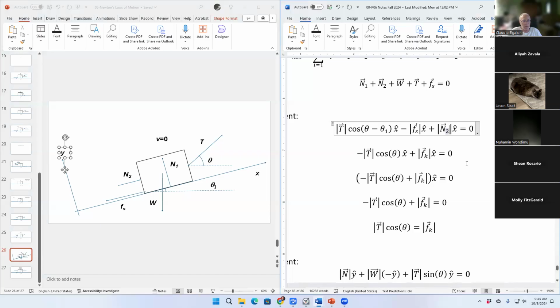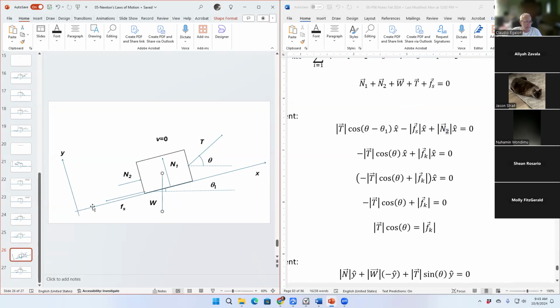What else can we put here in the x direction? Notice that this normal, so far we came up with 3 forces: 1, 2, and 3. Notice that this other normal is perpendicular to the x-axis. Consequently, its component is going to be 0. But what about this weight?